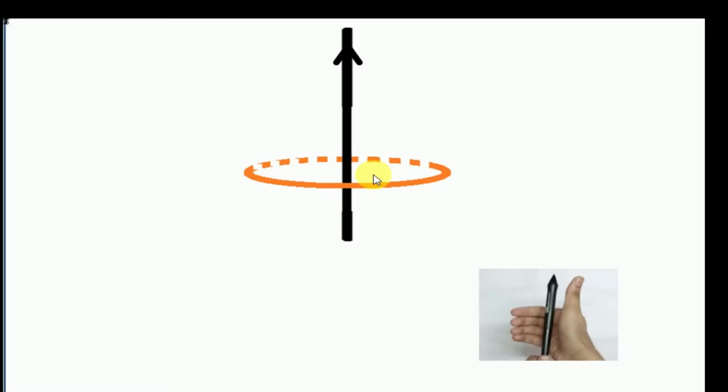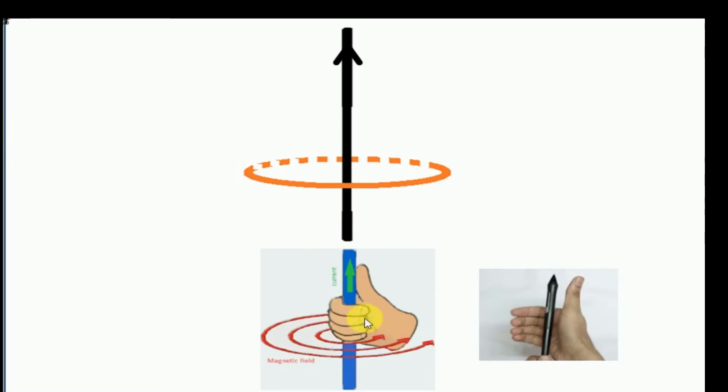Now I'll use the right hand thumb rule. If you grab a pencil in which the sharpened part shows the direction of current, then the curling of the hand will show the direction of the magnetic field, and from this side it is going above the conductor. So I'll just put the arrow. From the front side it is going towards the right. So this is the direction of the magnetic field.